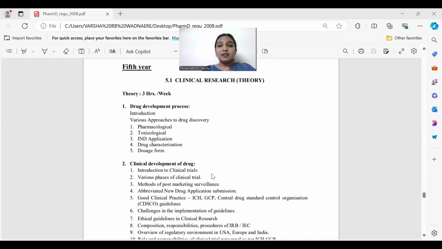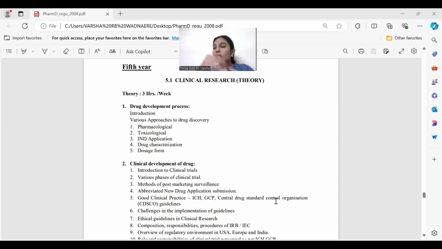What is the scope of this subject? If you want to pursue a career in clinical research, then this subject is so important for you. Even if you don't want to pursue a career in clinical research, you should still know these studies and guidelines. If you want to work in regulatory affairs, this subject is also very important for you.